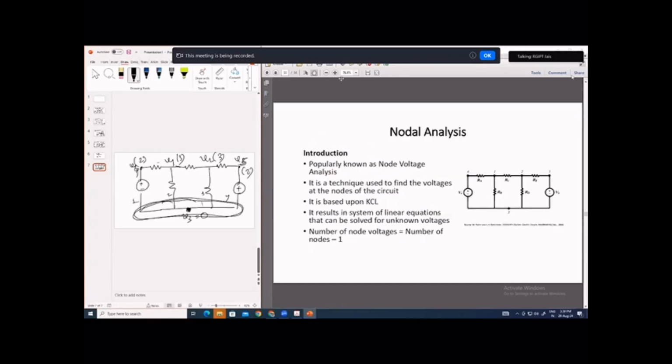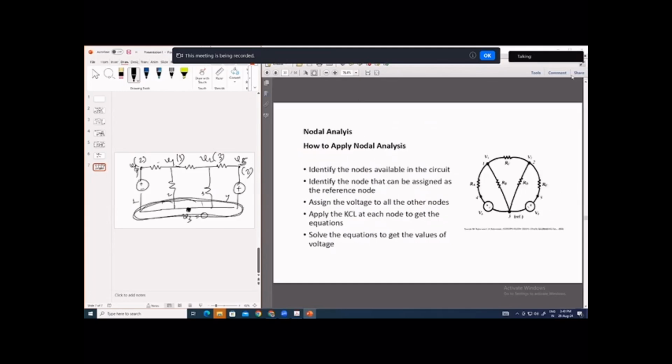If there are multiple nodes with the same number of branches, then you can choose any of them as the reference. Is it clear? So the thumb rule is to take as the reference node the node on which the maximum number of branches are connected. Okay, so that will be the reference.